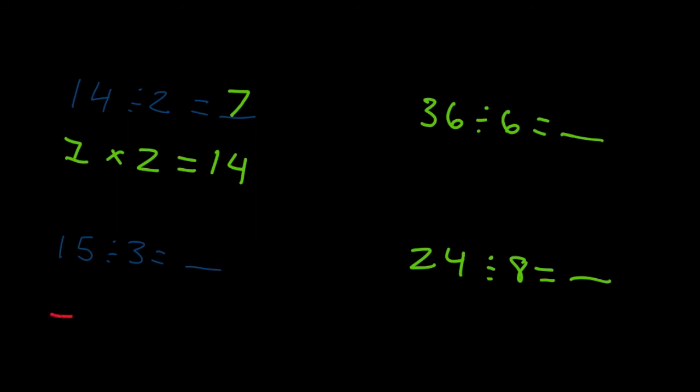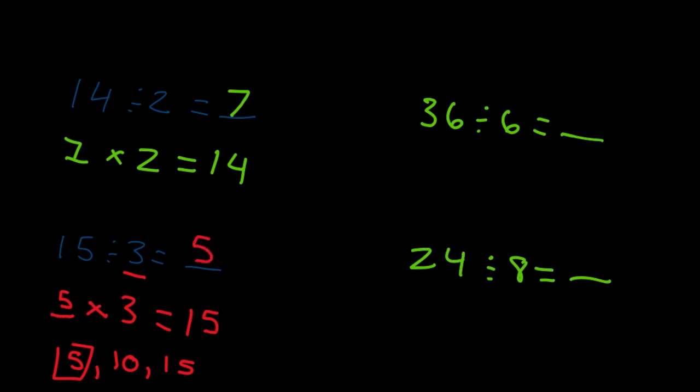So our blank number times 3 equals 15. Now the 5 facts are pretty easy, so let's start with the 5 facts. We have 5, 10, 15. And we went 3 times to get 15. That means our answer here would be 5. So our blank number up here would also be 5. Now time for our next problem.